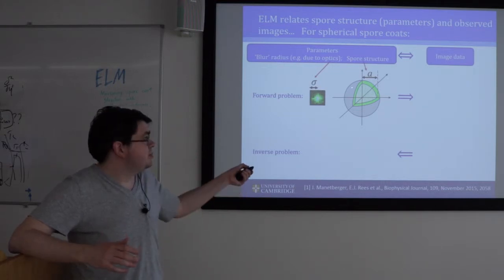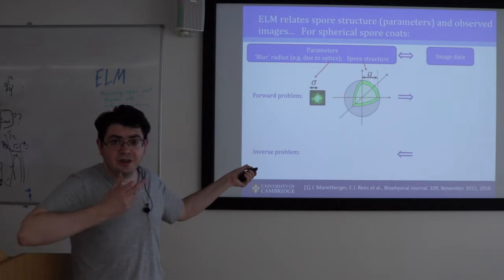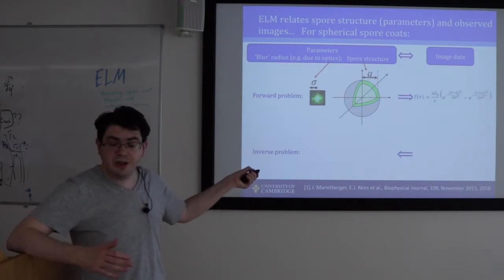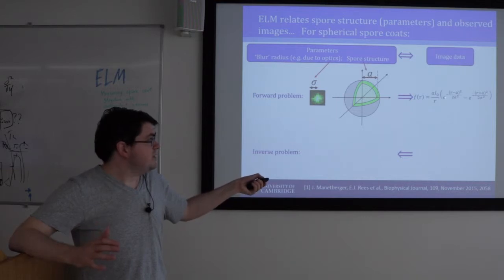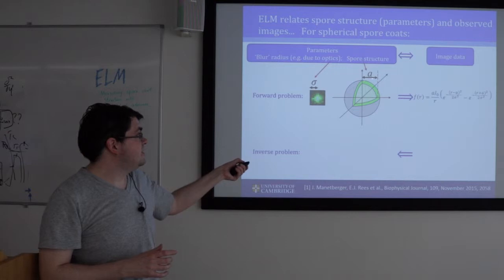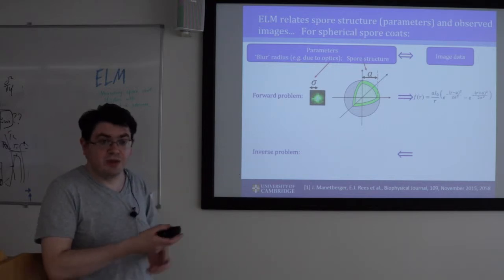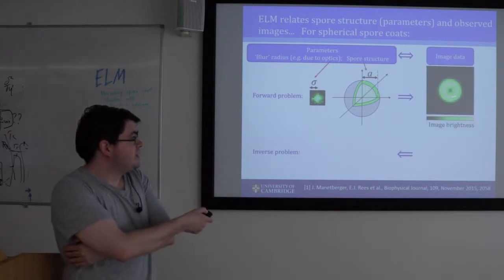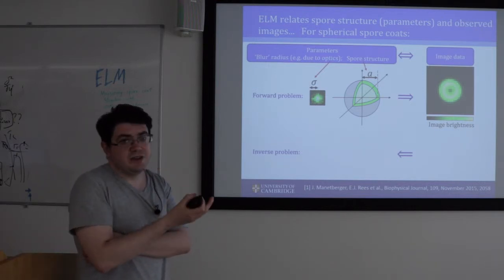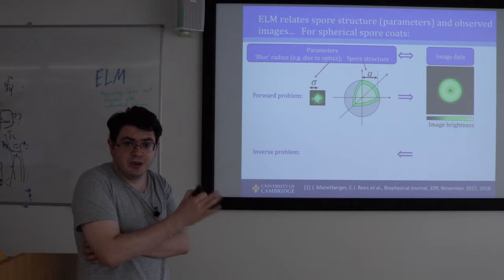Because I'm saying the spore has a spherical geometry in this first case, I can work out an equation for the image of the spherical spore. And so the equation might say a particular spore of a particular size, radius A, with a particular microscope blur sigma, might give you this image, diffraction limited. And that's a forward model. Given the structure, we get the image.